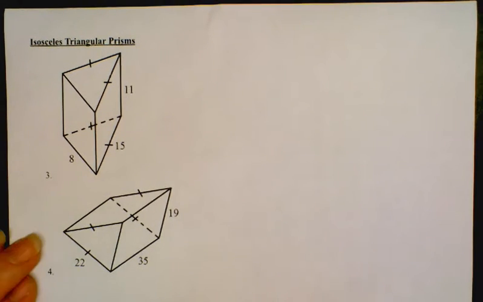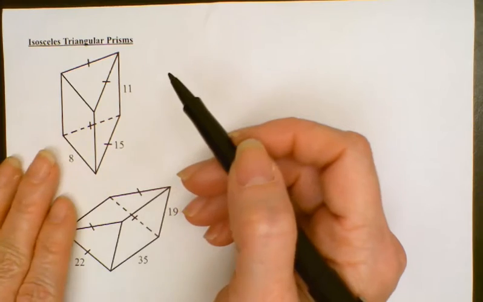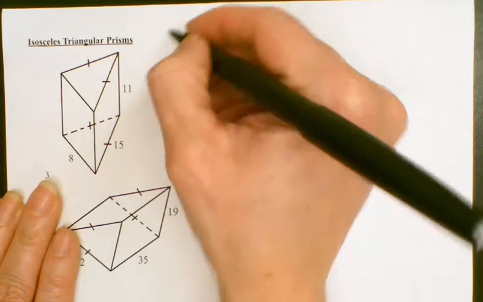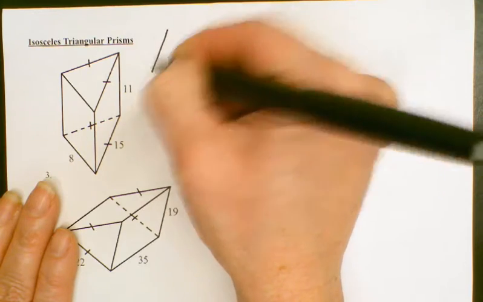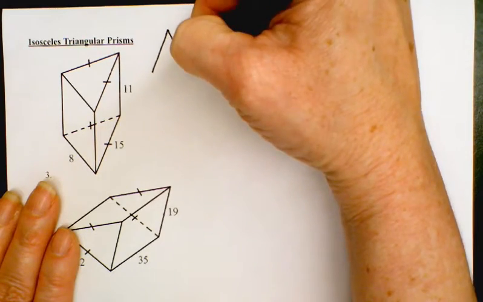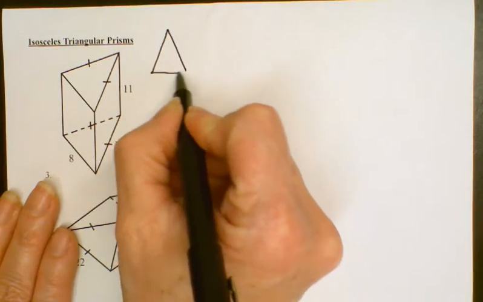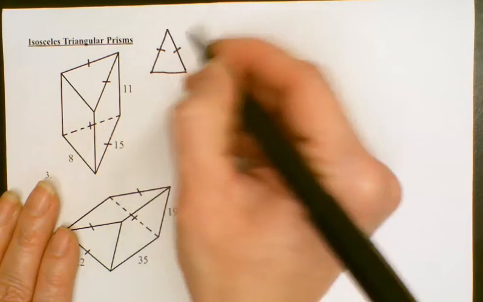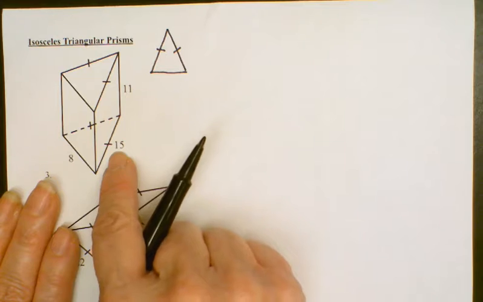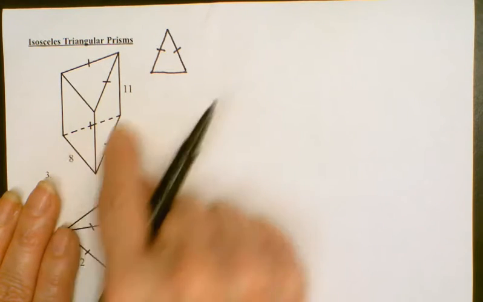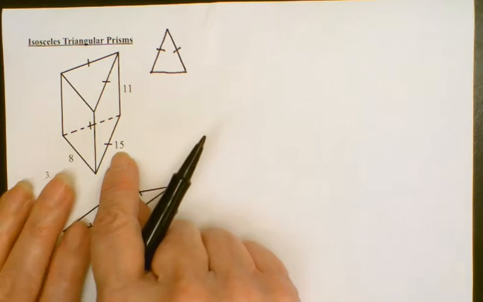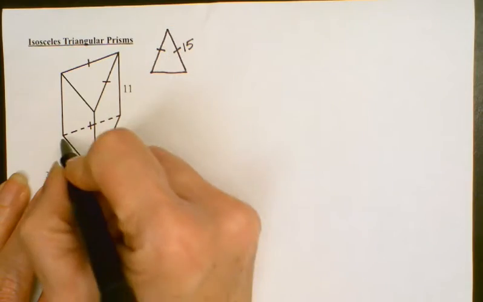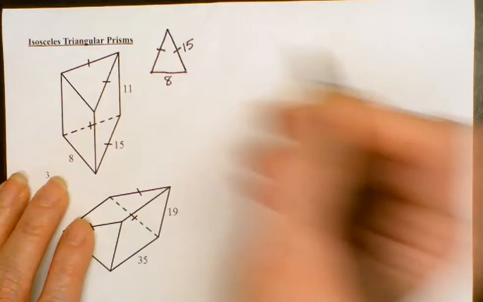As in the first video, we want to start by drawing the base of the prism separate from the prism so that we can focus our attention entirely on it. So in this case, we know it's a triangular prism, which means the base is a triangle. And looking at the triangle, we can see that it's isosceles, meaning it has two congruent legs. According to this base of the triangle here, we can see that the isosceles segments are 15 units long, and the other side is 8 units long.